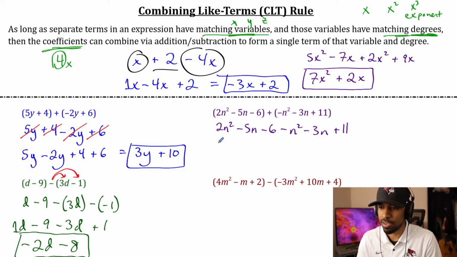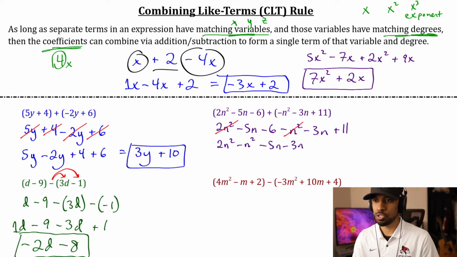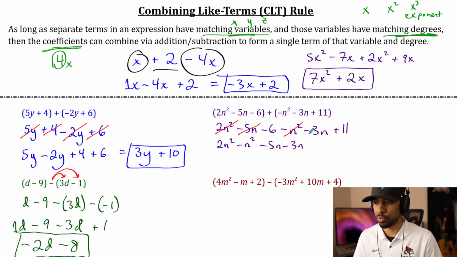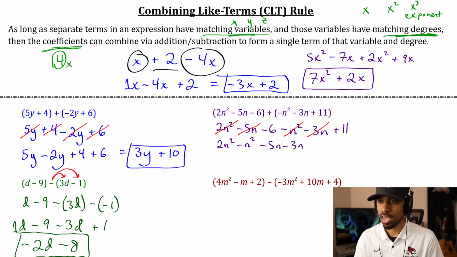2n squared with negative n squared are going to be next to each other. And again, it might help to cross things out along the way, just to say, all right, I've taken care of those. Negative 5n minus 3n are next to each other now. Again, matching variables, but not just matching variables, also matching degrees. The n squareds, the n's, and now the constants, negative 6 plus 11. And then I've taken care of those. So all 6 terms are taken care of.